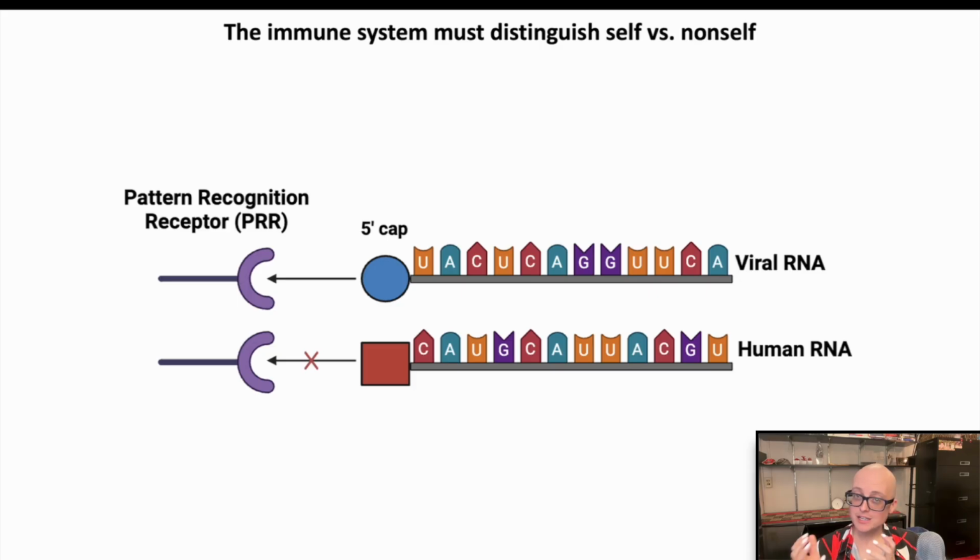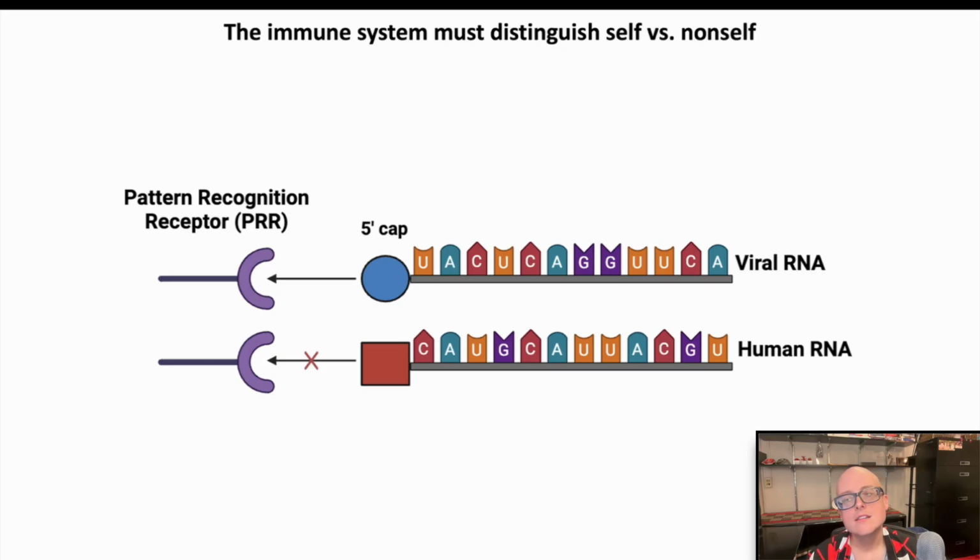And this is good because we need to be able to say, hey, there's viral RNA here, we have an infection, we need to do something, but then not recognize human RNA. We need to be ignorant of our own RNA. We don't want to recognize it with our immune system because we don't want to mount a response that would be inflammatory or somehow harmful against our own self molecules.